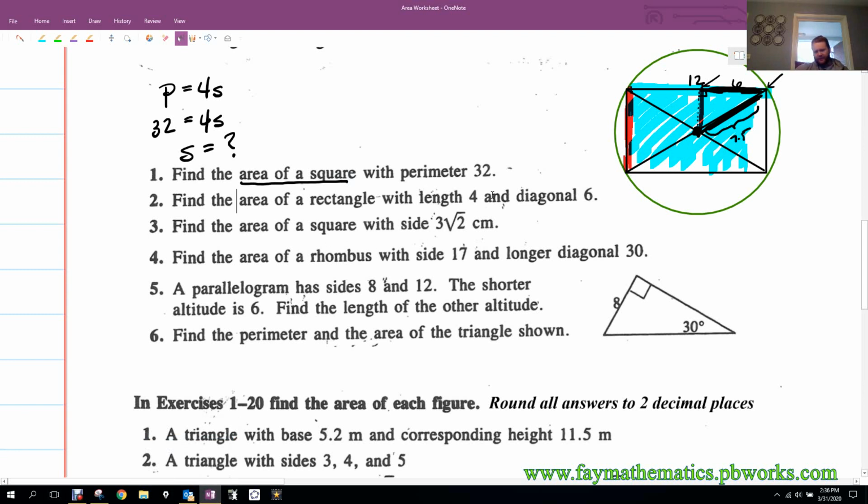Find the area of a rectangle with a length of 4 and a diagonal of 6. So that's very similar to this circle question, just giving you different information without the circle.